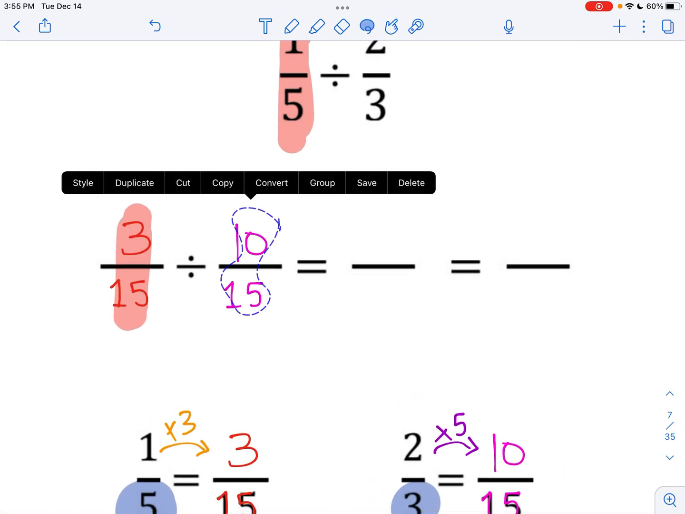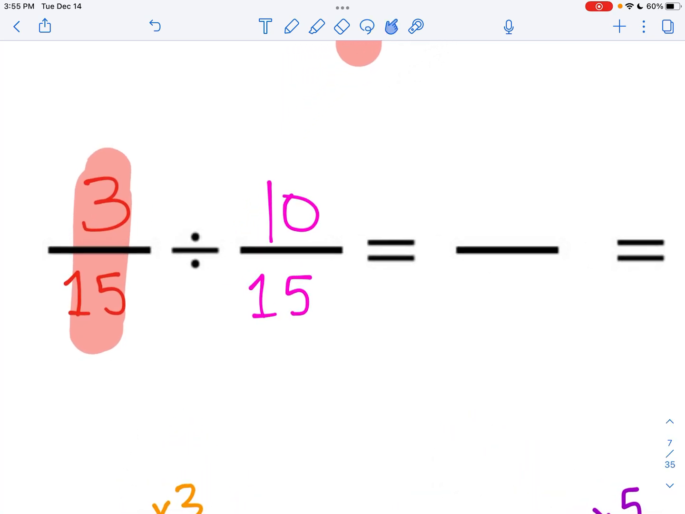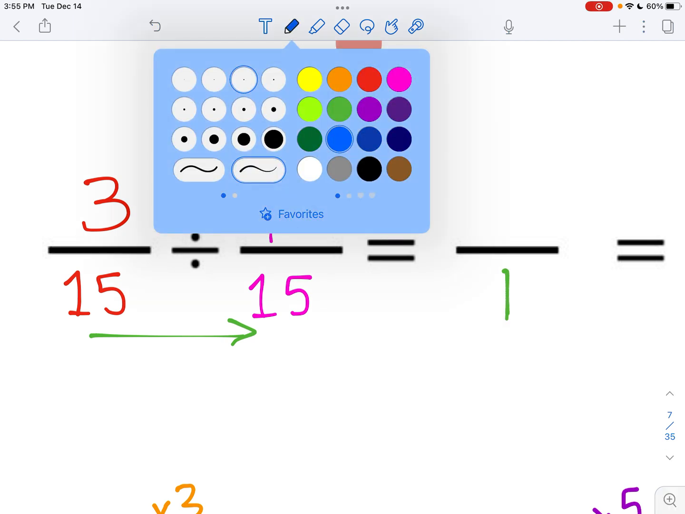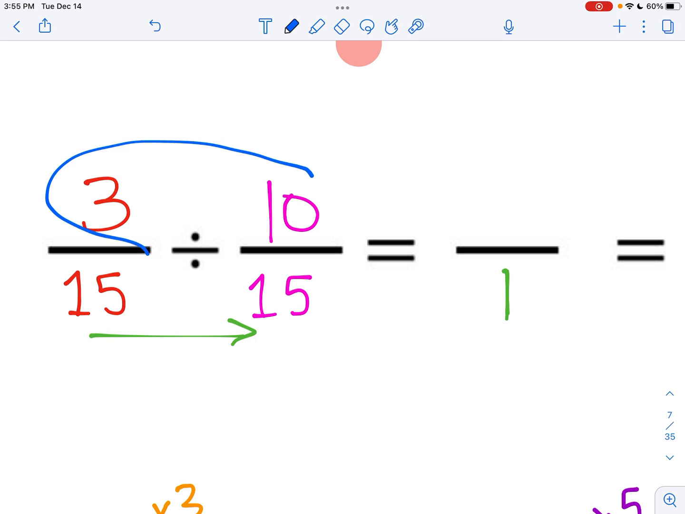Now I have two fractions with a common denominator. They both have 15 on the bottom. And the reason why we want to write our fractions this way is because if I go across, it says 15 divided by 15, which is 1. And then on the top, I'm going to write this in kind of a funny way. You saw it yesterday. This says 3 divided by 10. I'm not even going to put it in my calculator. I'm going to rewrite it as a fraction on the top, 3 divided by 10.